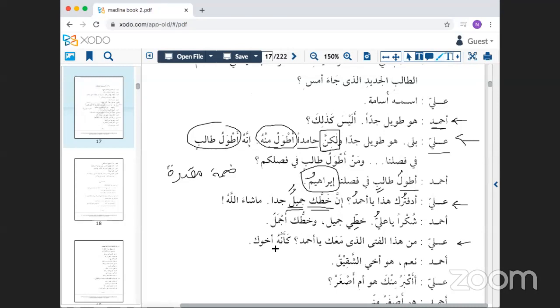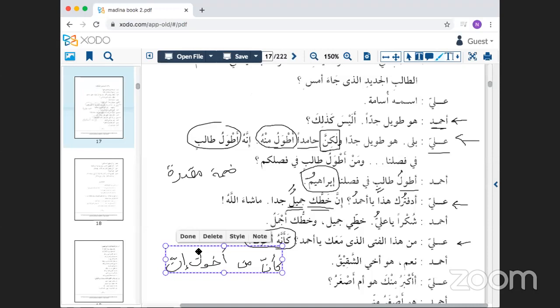So here we have كأنه أخوك. كأنه أخوك. And what I'm going to tell you is, I'll just tell you something very simple. كأن is the rule. من أخواتي إن. كأن من أخواتي إن.